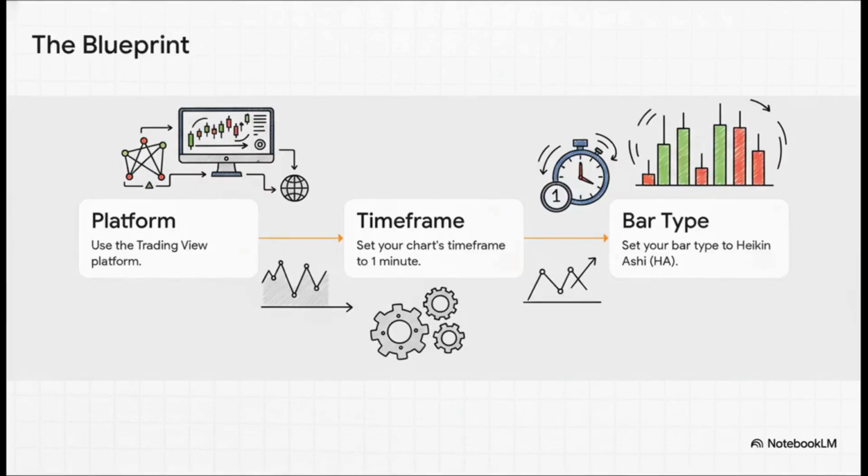Exactly. And here is that blueprint. It's just 3 simple, mandatory steps. First, you have to use the TradingView platform. Second, your chart's time frame must be set to 1 minute. And third, your bar type has to be set to Heikin-Ashi, or HA. These 3 things, working together, create the precise environment that the indicators were built for.